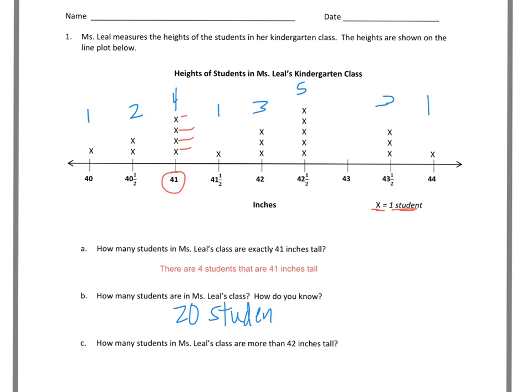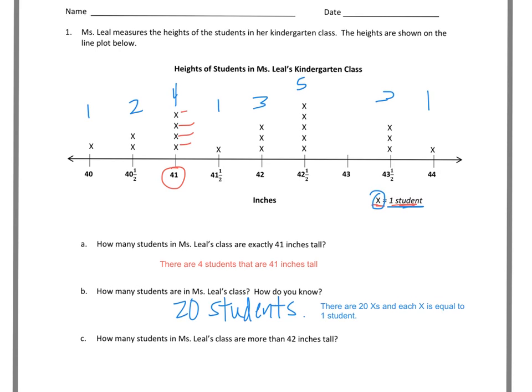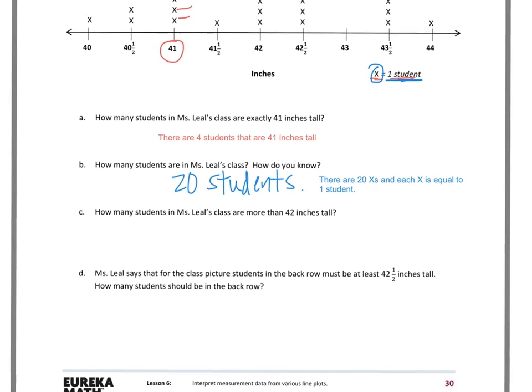And it says, how do you know? I know because each X represents one student and there are 20 X's. So that's what I'm going to put down for my how do I know explanation. So there's my answer statement right there. Now I can take a look at C.